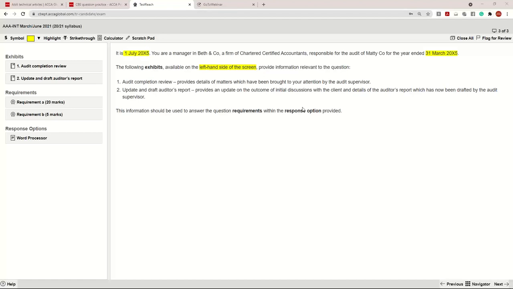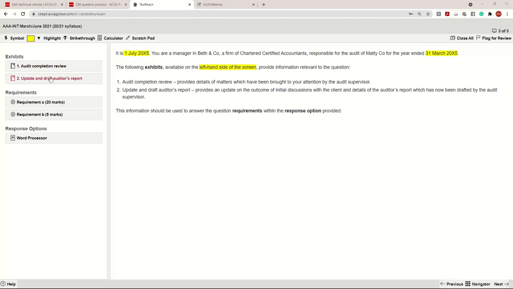We're just coming to know that it's the 1st of July, and we know the year end is 31st of March, so we are after the year end, so that means we are at the completion stage of the audit. And then on the left-hand side of the screen, we got to know the two exhibits. The first is a completion review exhibit, and then is the draft audit report.